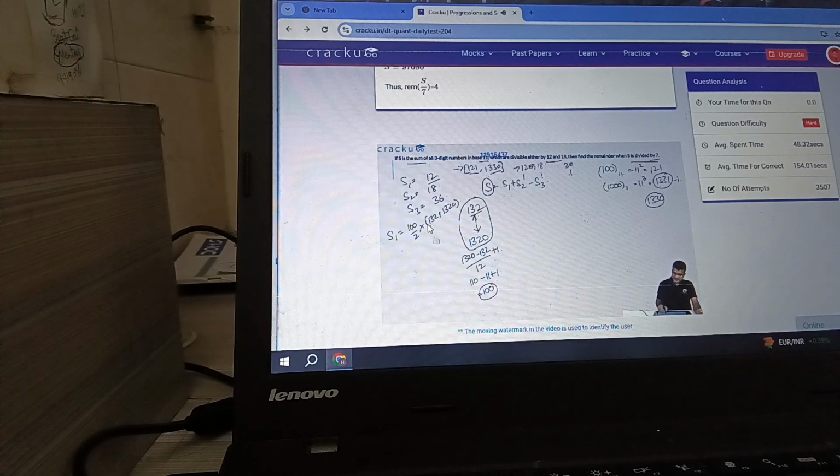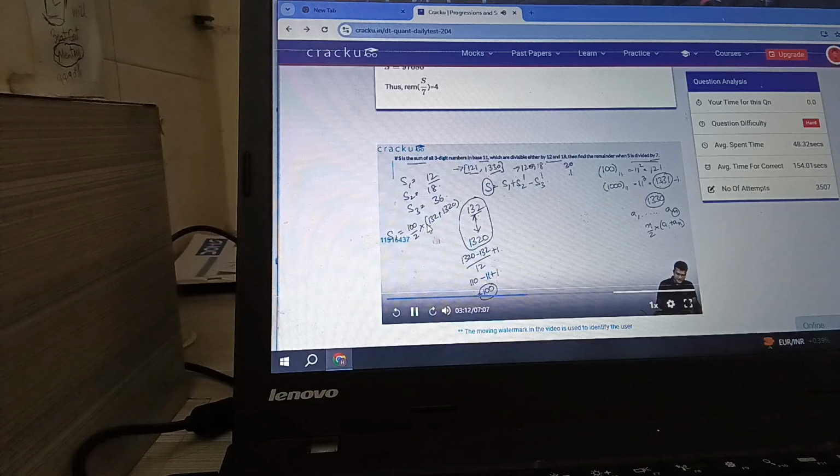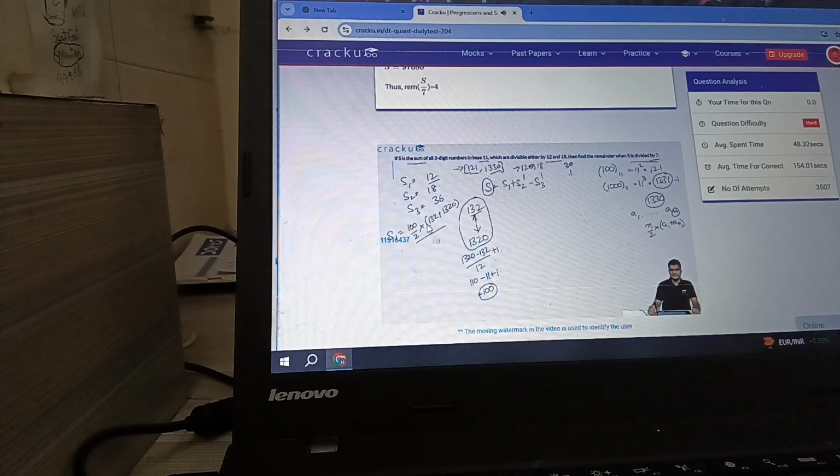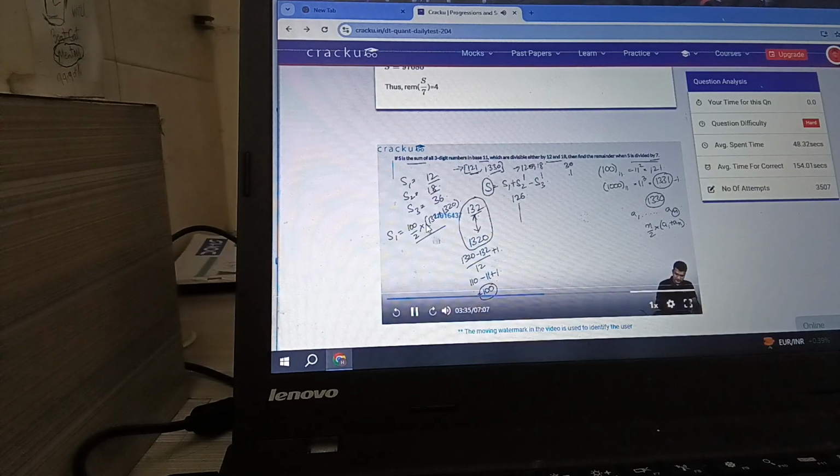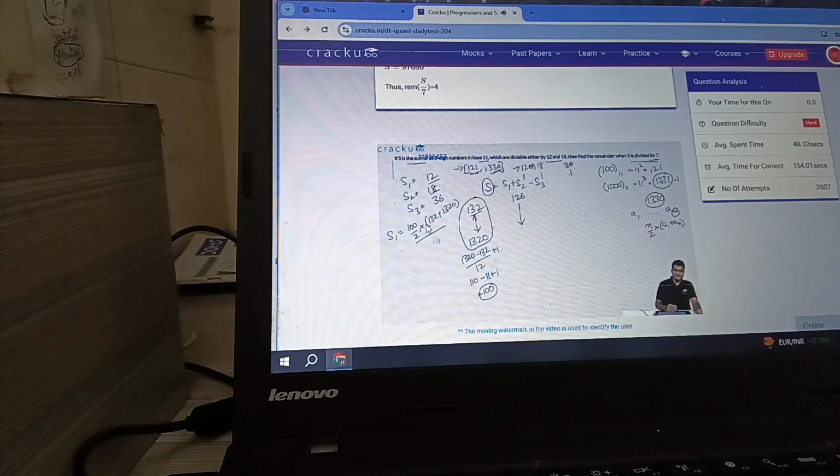Remember that if we know the first term of an arithmetic progression, which is A1, and we know the last term, which is An, and we know that the number of terms is equal to n, the sum of the arithmetic progression will be n by 2 into (A1 plus An). So here we know that the sum of all the multiples of 12 in the given interval is 100 by 2 into (132 plus 1320). Similarly, we will calculate the multiples of 18. What is the smallest multiple of 18 which is greater than 121? It is 126. And the largest multiple of 18 which is less than 1330 is 1314.